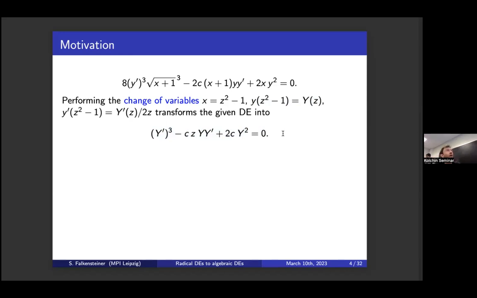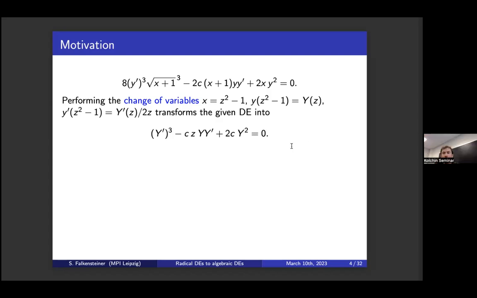Sebastian, quick question. Yes. Where did the original equation come from? It was in Kamke's book, and I don't know how exactly the motivation is given there. I think it's somehow from physics, but I don't remember exactly.